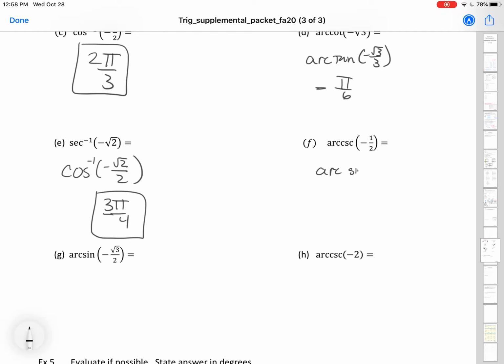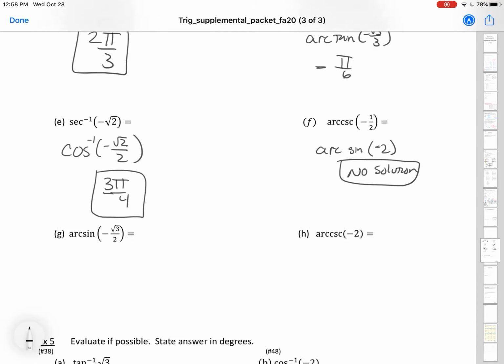Cosecant, well, that's the same as arc. Cosecant flipped is sine, of -2. And the answer here is there's no solution. There is no angle that you can take the sine of and get -2. So they're going to throw those in there. These weren't made up.